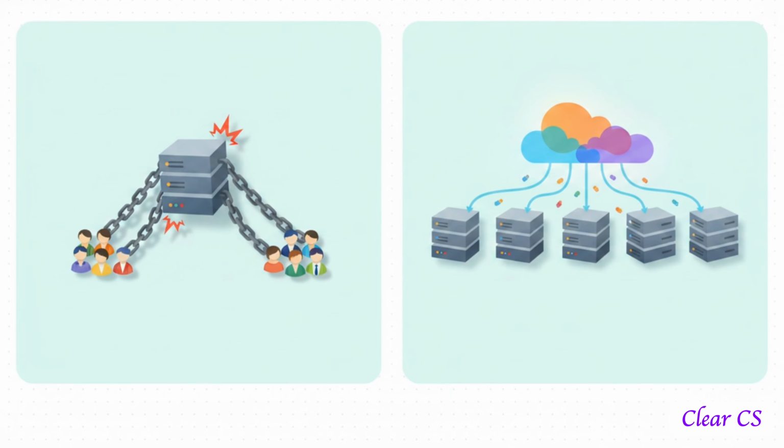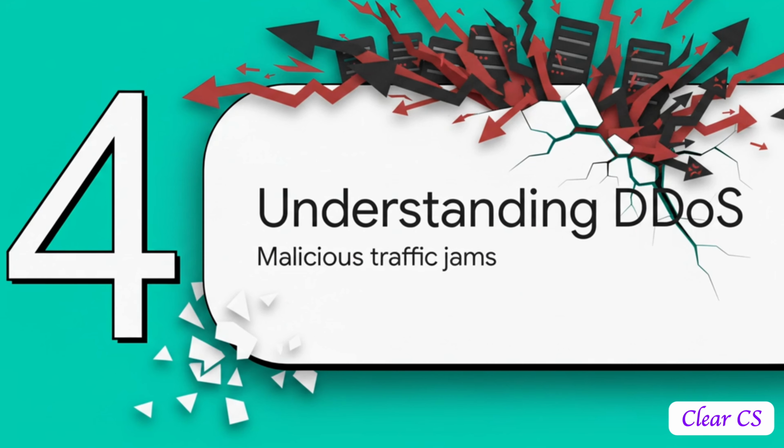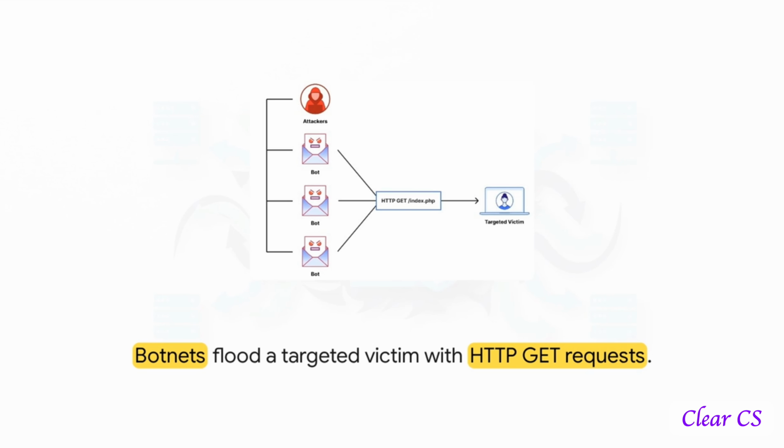Okay, so we've built a super robust, perfectly balanced network. But what happens when the traffic hitting that network isn't trying to use the app, but is actively trying to break it? That brings us to Section 4, Understanding DDoS Attacks. So in a standard distributed denial of service or DDoS attack, a bad actor coordinates a massive botnet and just floods a targeted victim with requests.